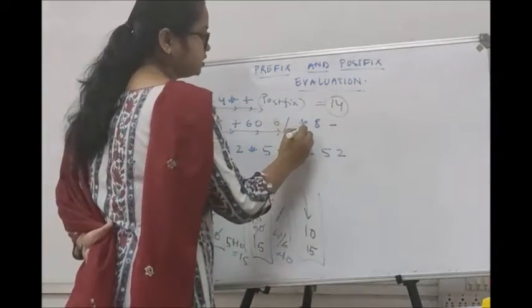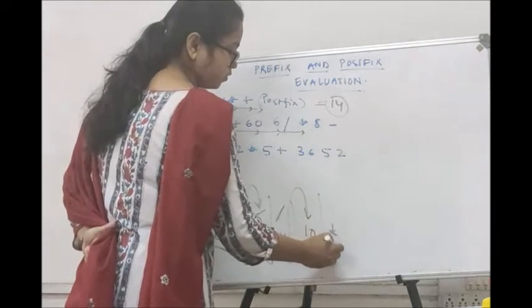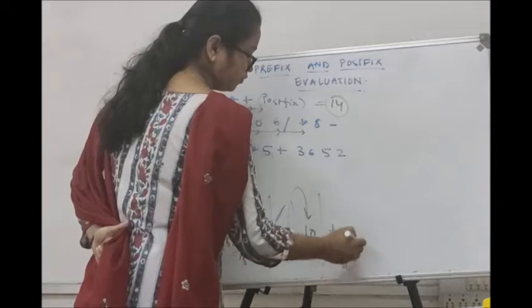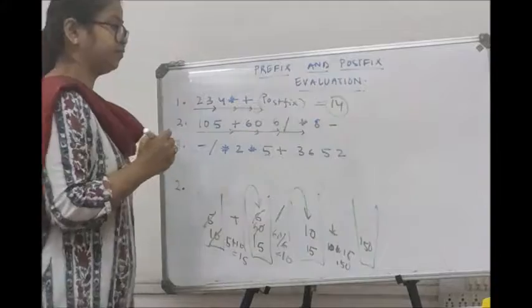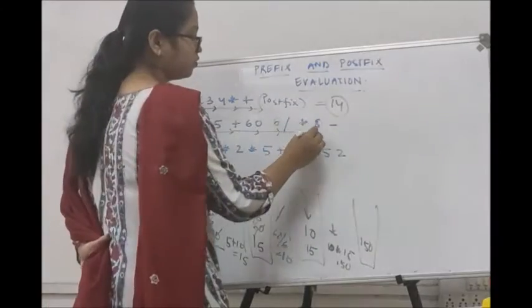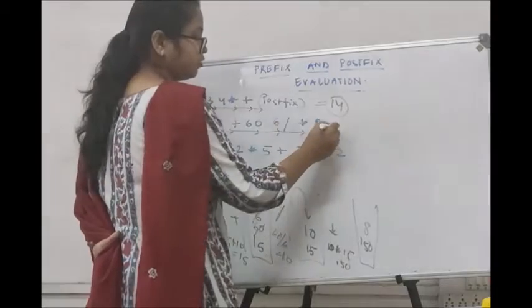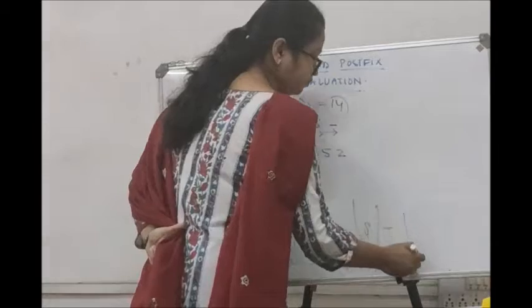Now division is done. Then we come across star. So what happens now? 10 star 15 is 150. 150 is pushed into the stack. After star, what do we get? 8. 8 is pushed into the stack. And after that, minus. This is the last. Now, for minus, what do we do?